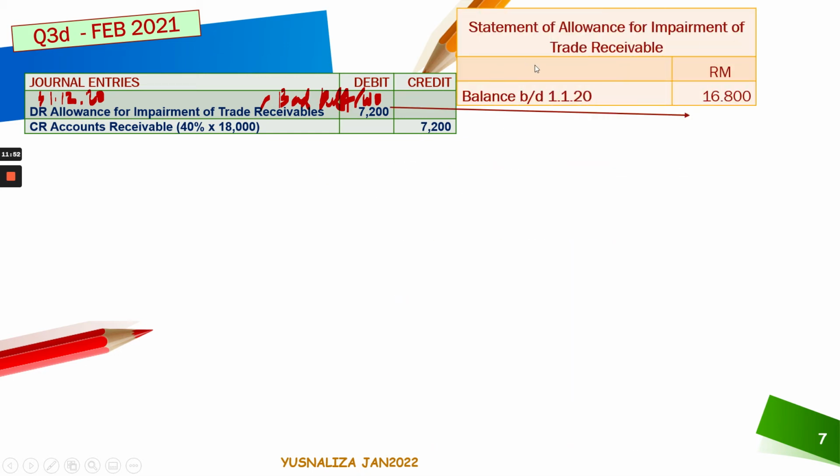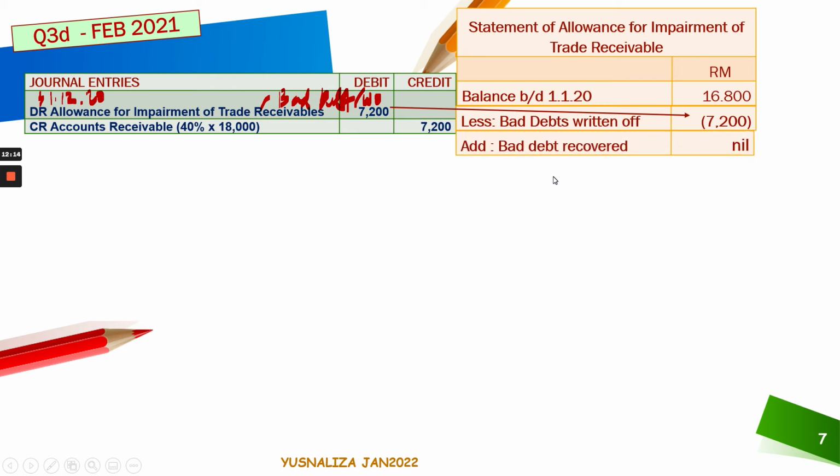So what you will see is that first, go and show the balance at the beginning of the year for the allowance, which was given in the question, 16,800. Then include the trade receivables that were being written off, 7,200, so that will reduce the allowance because you debit. Next one is to check if there is any bad debts recovered. In this question, none. If you have, take into consideration.